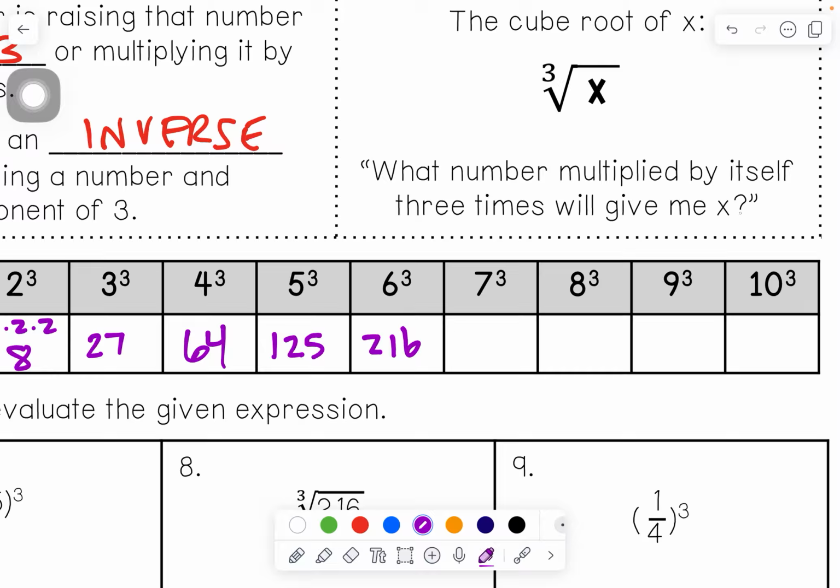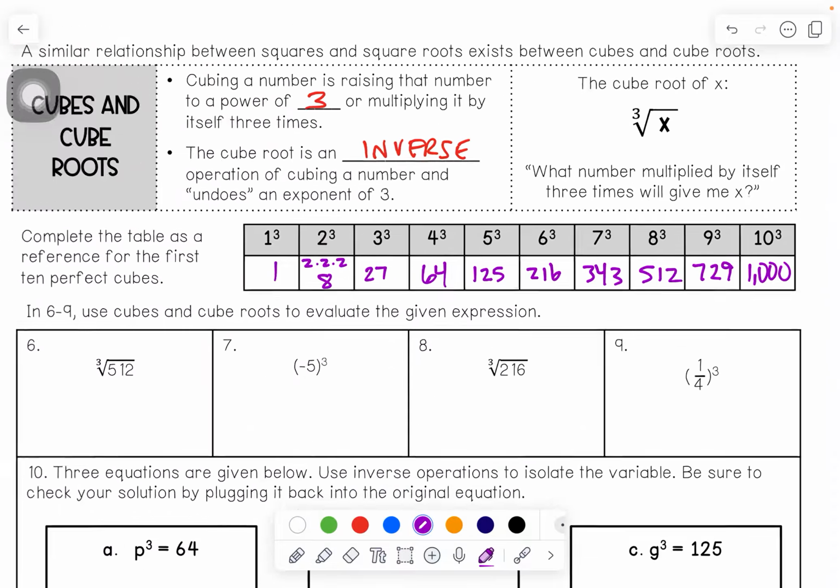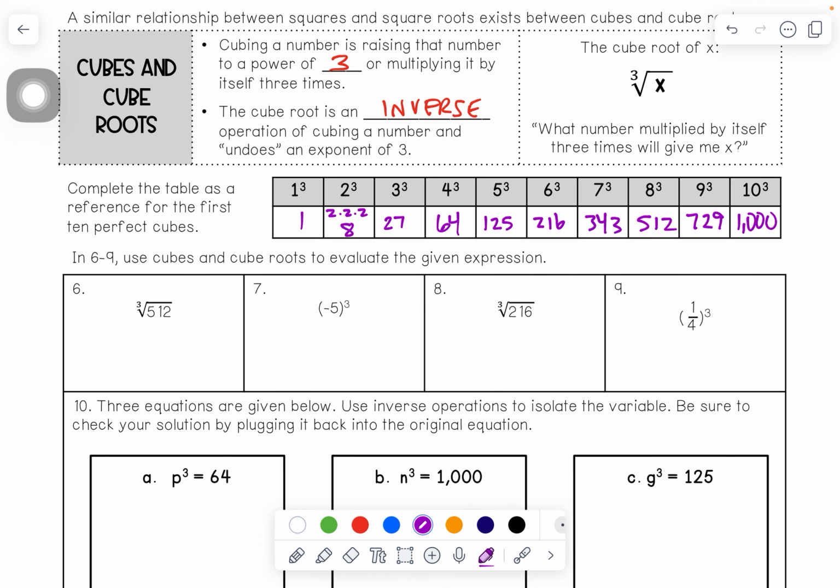7 cubed ends up giving me 343. 8 cubed gives me 512. 9 cubed gives me 729. And 10 cubed gives me 10,000. Or excuse me, 1,000, not 10,000. So we would do the same thing for squares, right? 1 squared, 2 squared, 3 squared, 4 squared, 5 squared, and so forth. So we know squares and square roots.